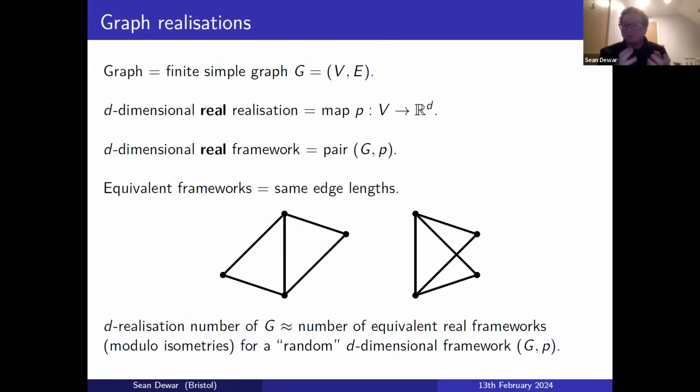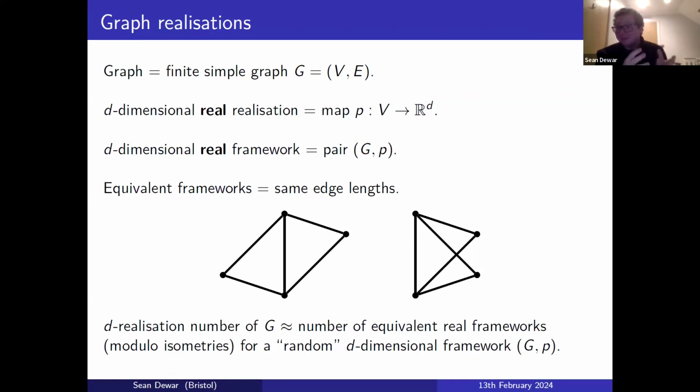when I'm talking about stuff, I'm going to talk about graphs. I'm only ever going to talk about finite simple graphs, so finite vertices, no loops, no parallel edges. In the setting I'm in, it doesn't make any sense to do anything else. A d-dimensional real realization of a graph, and I'm stressing the word real because that is not going to stay the whole way through the talk, is just going to be a map from the vertices to R^d. So it's just the vertices.